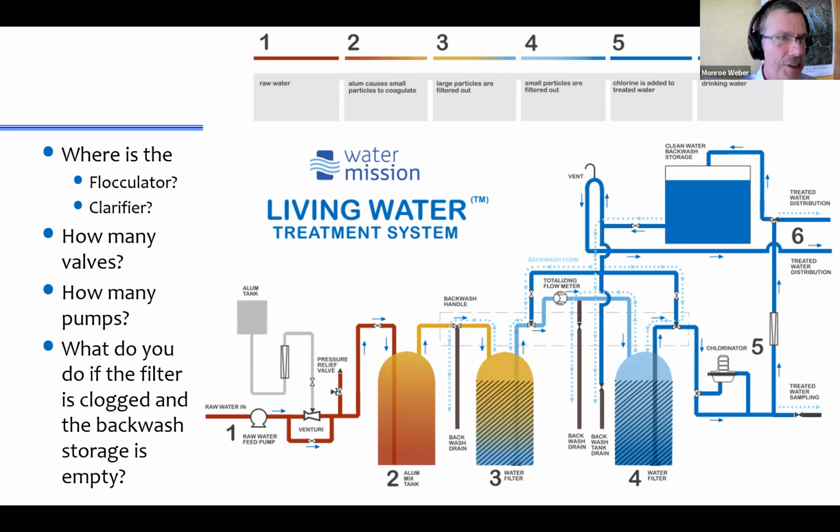Okay, and then this was just a rhetorical question. What do you do if the filter is clogged and the backwash storage is empty? So see that tank up there at the right? That's where the clean water goes after you've filtered it, and you're storing some right there. If you need to backwash the filter, that's where you pull water from. And what if something goes bad? Like there's some extra dirty water coming into your plant and you don't get the alum dose set right.